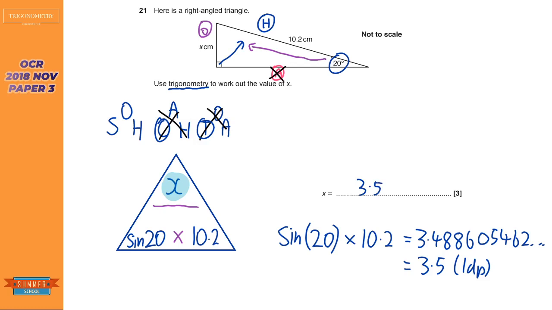And normally with rounding I would pick 2 decimal places or 3 significant figures. So really I could have put it as 3.49, to 2 decimal places or 3 significant figures. I know with OCR they're quite lenient. Normally they'll let you have 1 decimal place, but I would advise you 2 decimal places or 3 significant figures. 3 significant figures would have still been 3.49 as well.